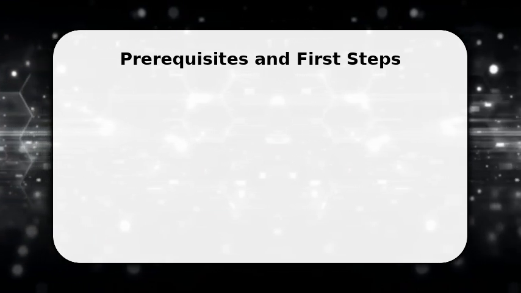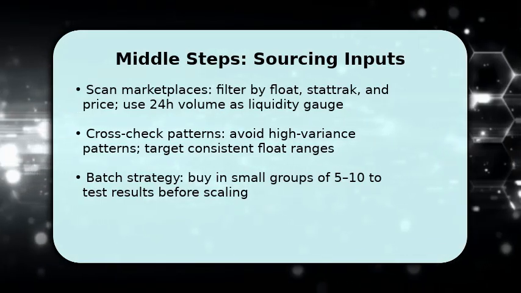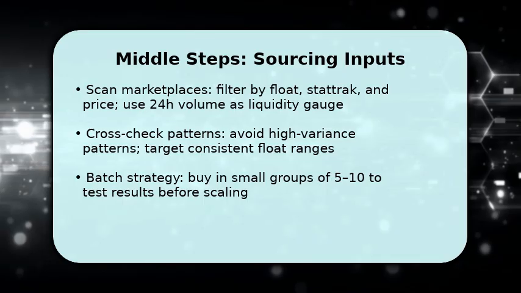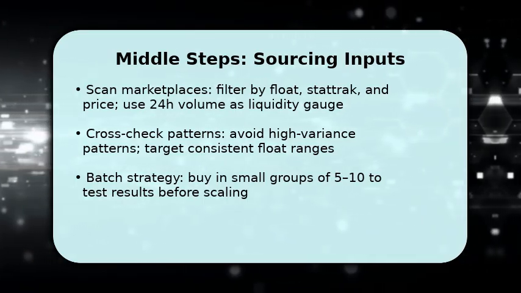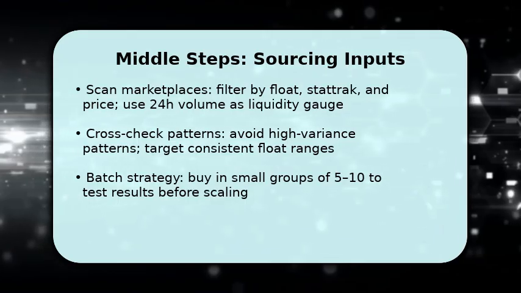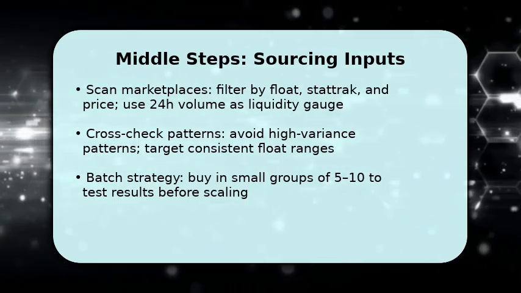Now you source inputs efficiently. Scan marketplaces with filters for float, StatTrak, and price, and use 24-hour volume to gauge liquidity. Once you find candidates, cross-check patterns and avoid known high-variance patterns. Target items in a consistent float range to reduce RNG variance.